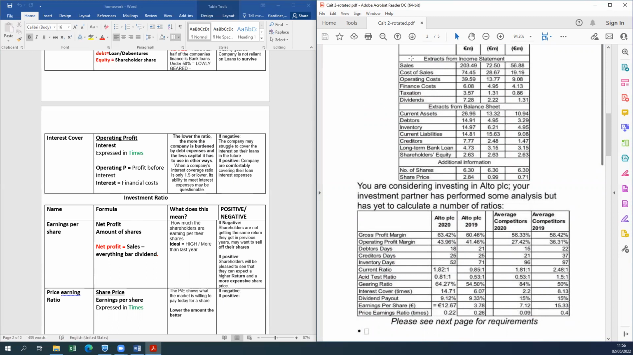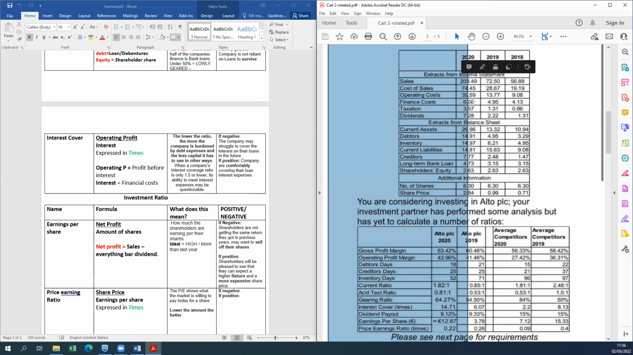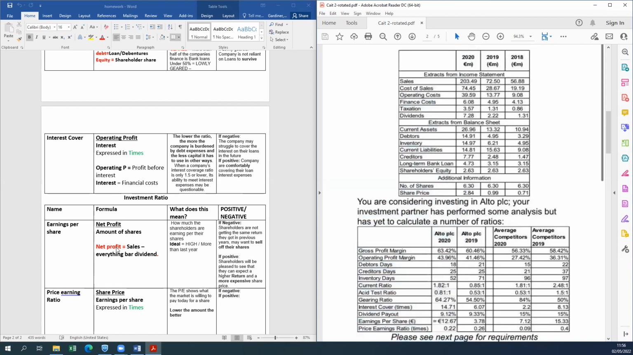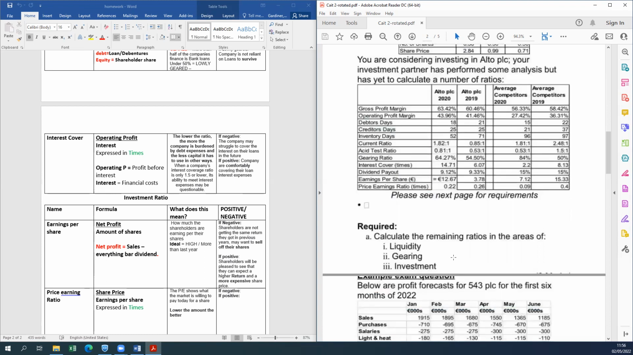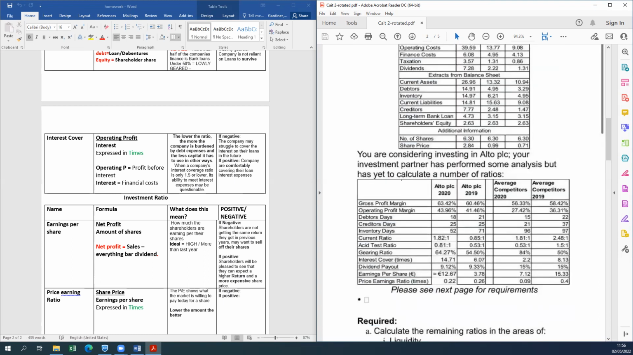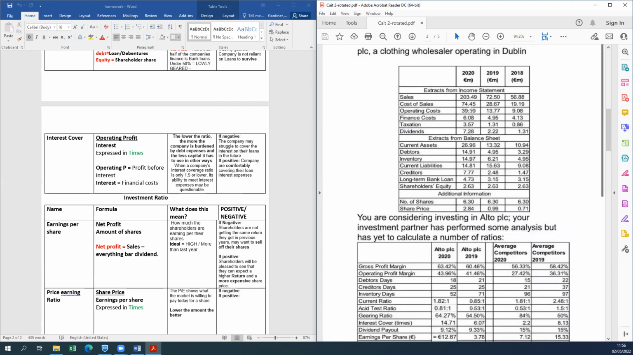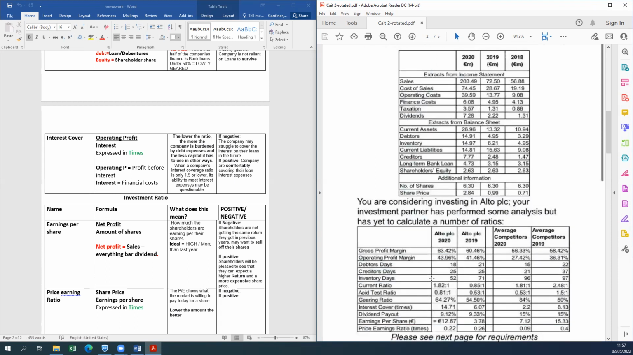Net profit equals sales minus everything bar dividend, because dividend is what you're giving them, right? So you're going to be taking all these away, forget about him, and then you'll get the net profit figure, which I think is down here. I can actually remember it. It was 79.8, and then you're dividing it by the number of shares. So you're just dividing the profit by the amount of shares.